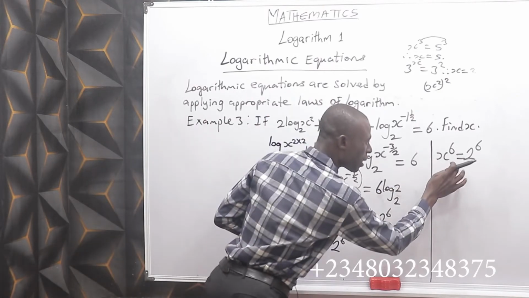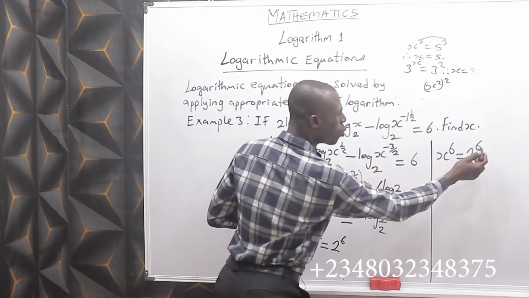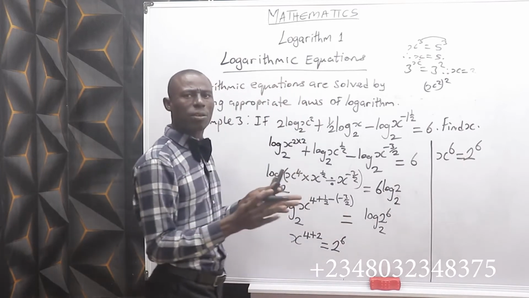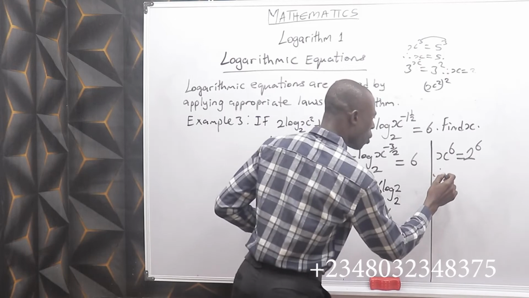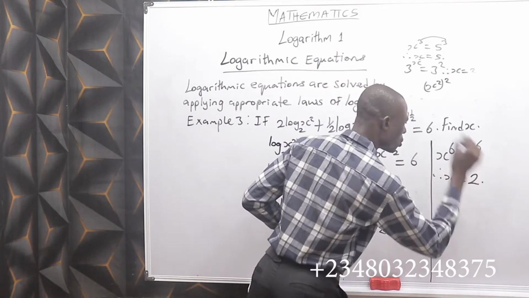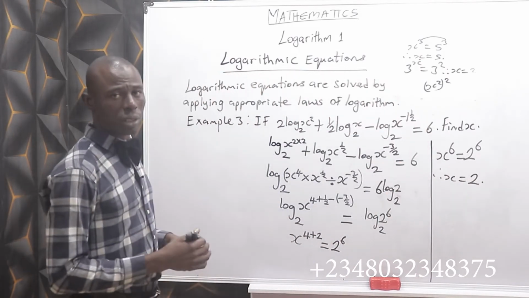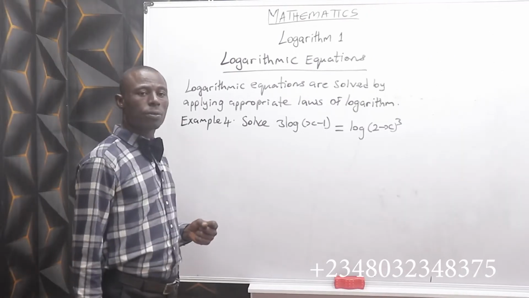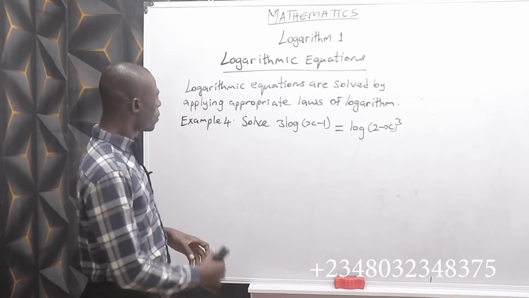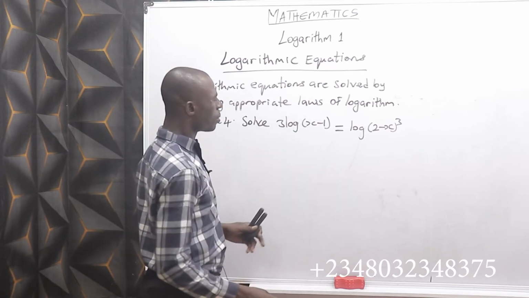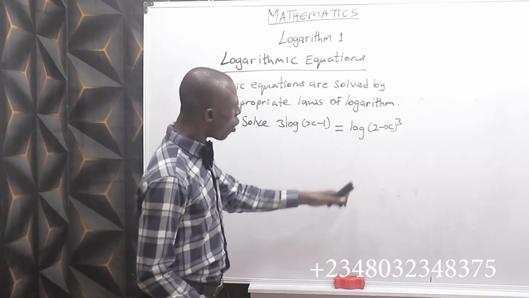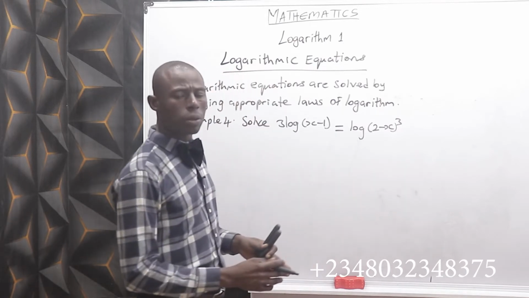The same thing is expected of you to apply here. Because we have equal powers on different sides of the equation, automatically their bases are equal. So therefore, x is equal to 2. That is the end of that question. Let's solve example 4. Solve 3 log x minus 1 equals log 2 minus x all raised to power 3.